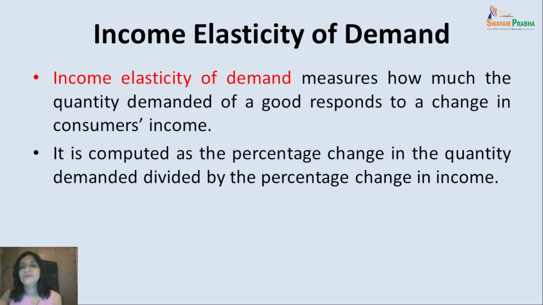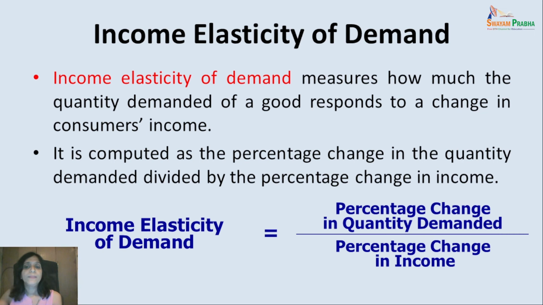Very similar to what we have done in price elasticity. In price, we had taken the price as the denominator because we were understanding the impact of change in price. In income elasticity, we are taking the percentage change in income as the denominator because we are computing the percentage change in demand which has happened because of a change in income. So this is the formula which we use for calculating income elasticity of demand, that is, percentage change in quantity demanded divided by percentage change in income.